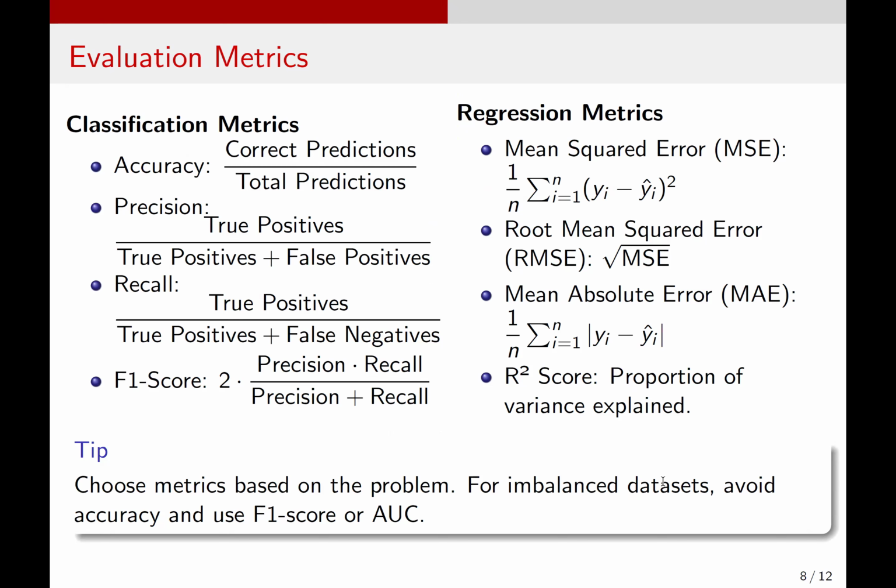So the tip here is to choose metrics based on the problem. If you are doing classification problems, you want to go for accuracy, precision, recall, and F1 score. You don't want to use these for regression. If you are doing regression, you want to use mean squared error, root mean squared error, mean absolute error, and R squared score. Also, for imbalanced data sets, you want to avoid accuracy and use F1 score or AUC. Even for classification problems, if you have imbalanced data sets, don't worry about accuracy. Just go for F1 score or AUC. These are better suited for imbalanced data sets.